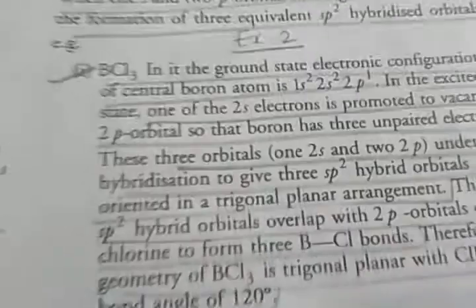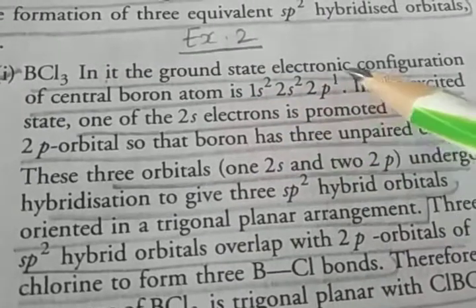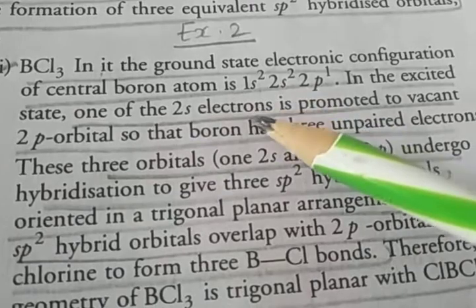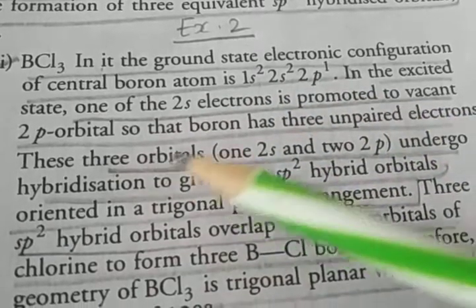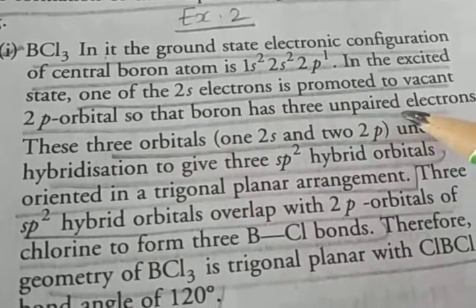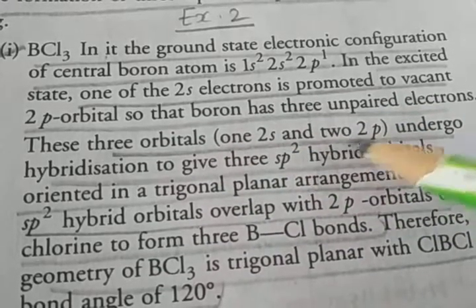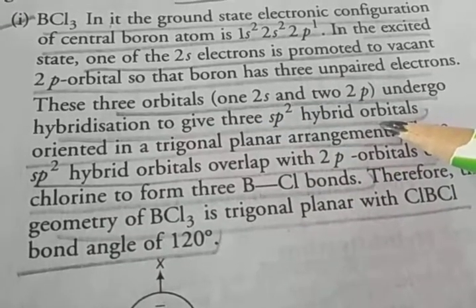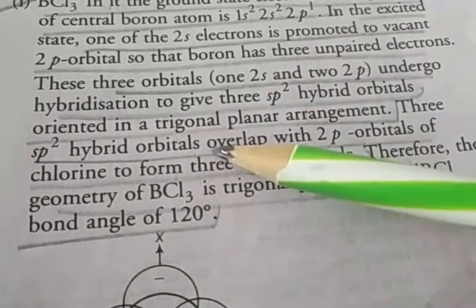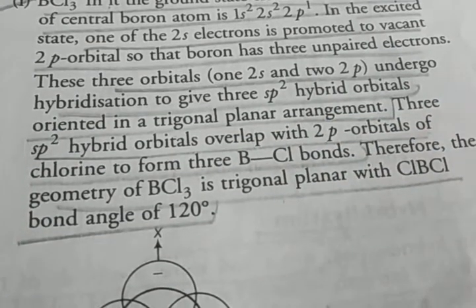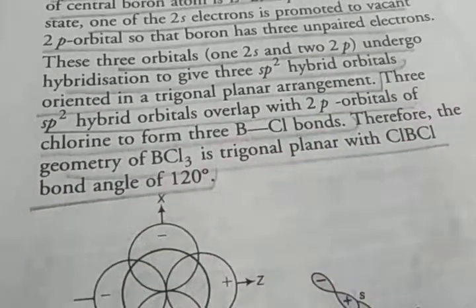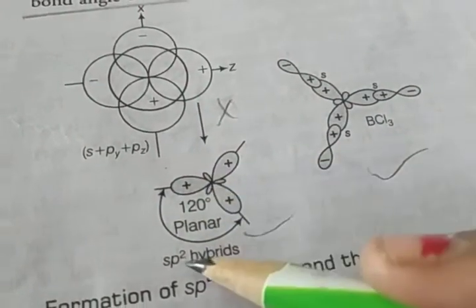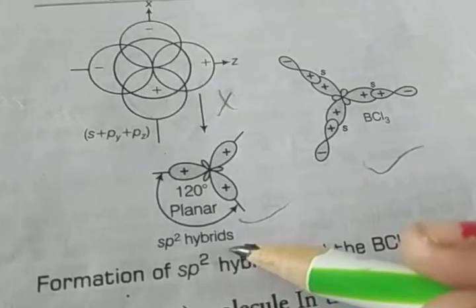Okay, so the boron ground state electronic configuration is 1s2 2s2 2p1. One of the 2s electrons is promoted to the vacant 2p orbital, so boron has 3 unpaired electrons. The 3 orbitals, one 2s and two 2p, hybridize to give 3 sp2 hybrid orbitals. So what arrangement is that? Trigonal planar arrangement, and the angle is 120 degrees. Okay, so chlorine, chlorine and chlorine, and boron at the center. So sp2 hybrid.